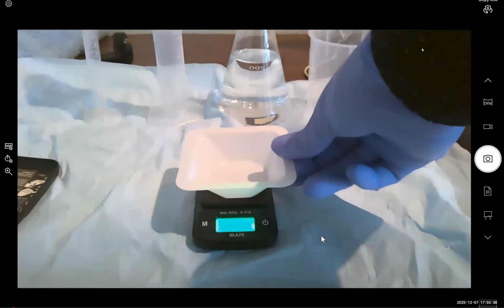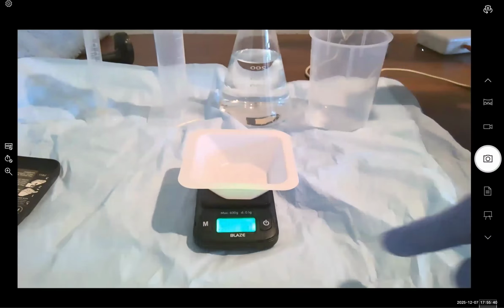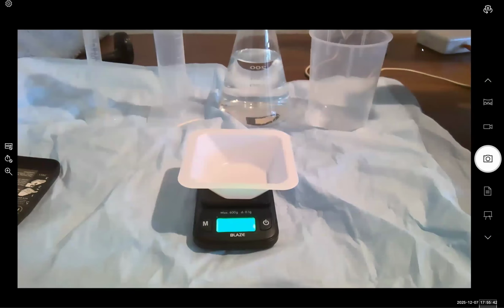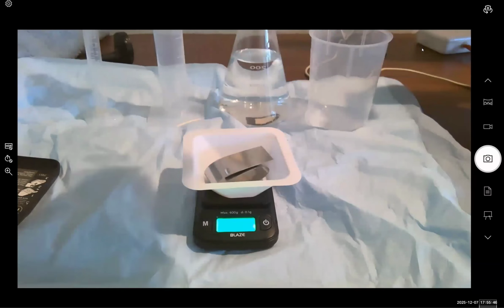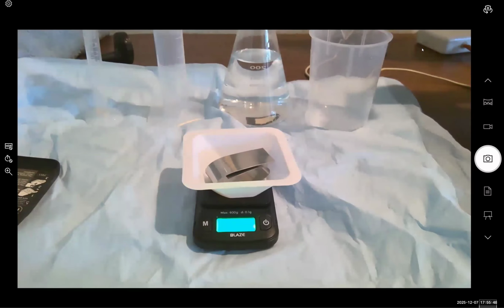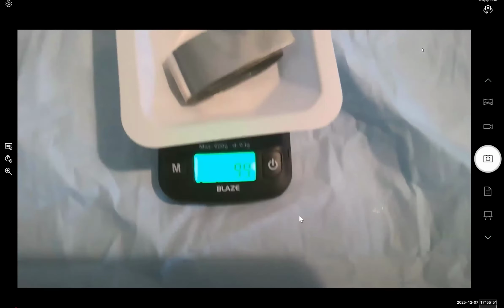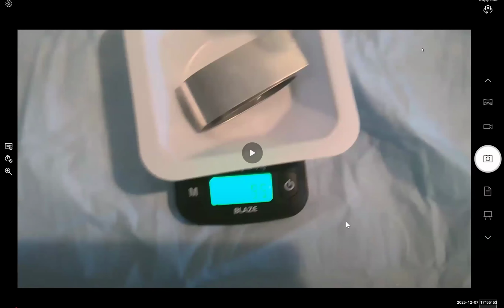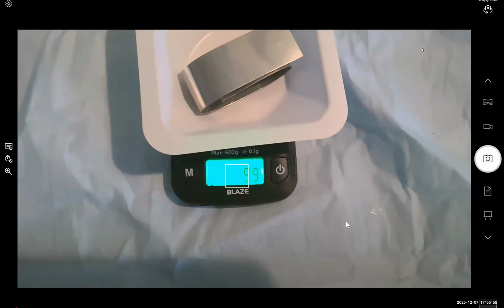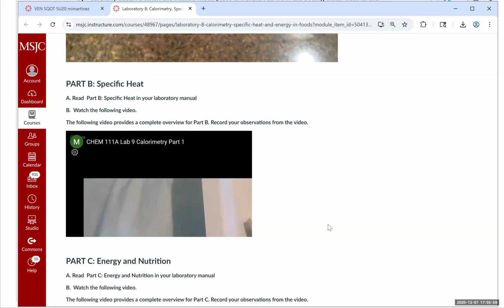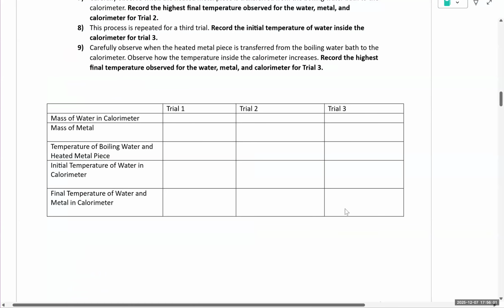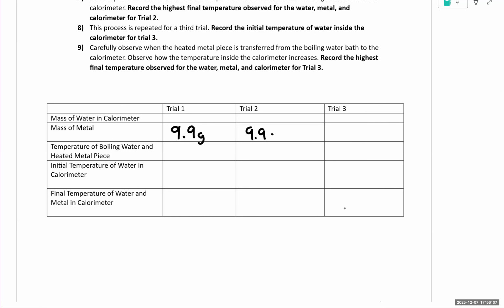So first and foremost, I'm setting up a weigh boat, and I'm adding a metal piece to the weigh boat. We're going to carefully record the mass of the metal piece, which is 9.9 grams. This is a piece of aluminum, by the way. So we're going to use the same mass of metal piece for all three trials.